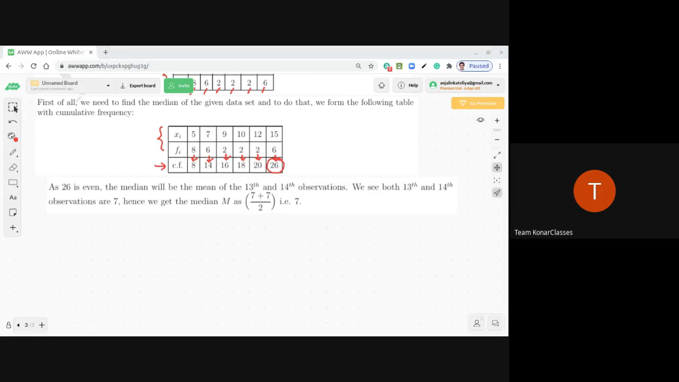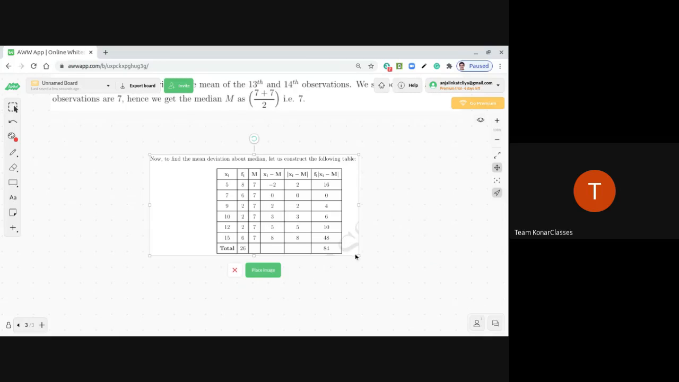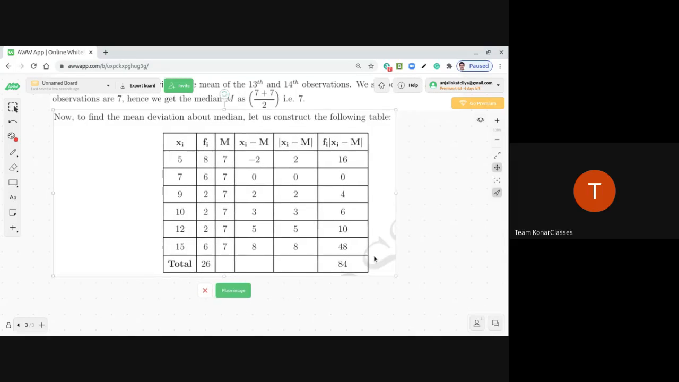So as we understood, now we need to compute a table, and that table is also pretty simple to compute, dear students, the way we have done for mean deviation about mean. The only thing is that in the previous example we did it for mean, and here we are doing it for median. Apart from that, nothing is changing.